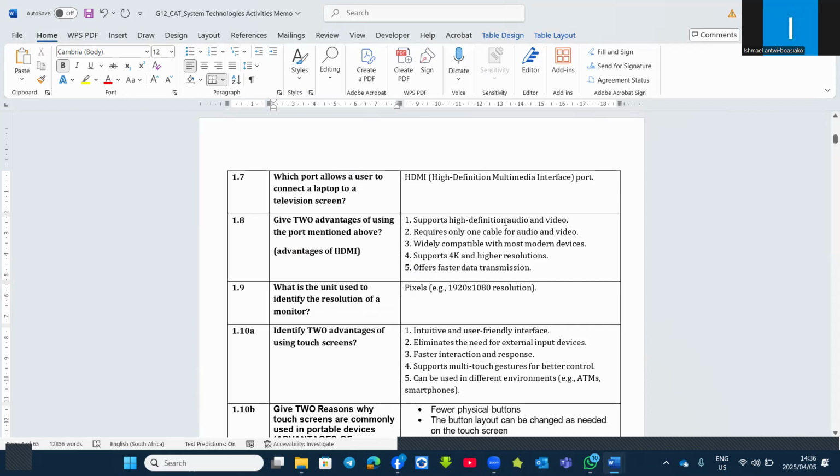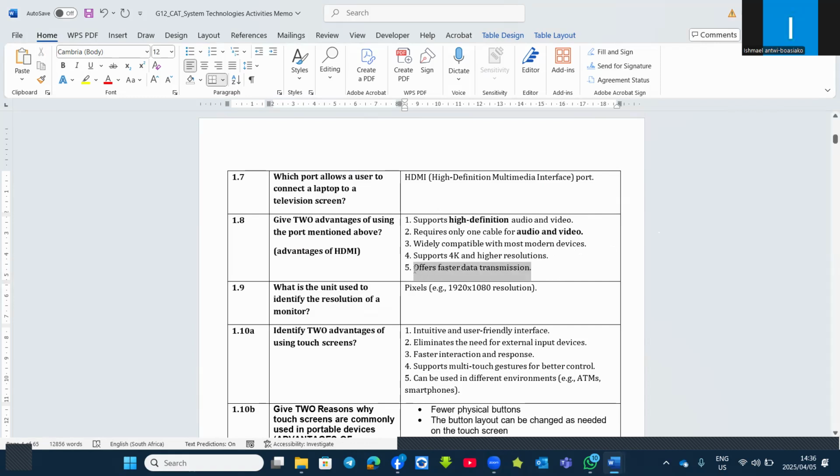So this first one is high definition. It gives a better quality audio and video. So high definition audio and video. The second one is it gives out both the video and also audio. Unlike the VGA that gives only the visual output or the video, the HDMI gives both the audio and the video as well. Then you can also say it offers a faster data transmission as well.